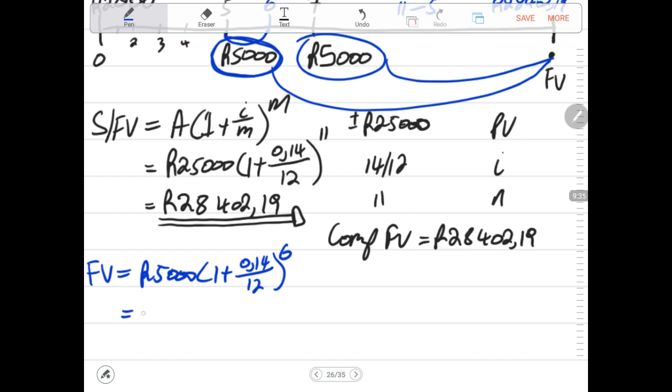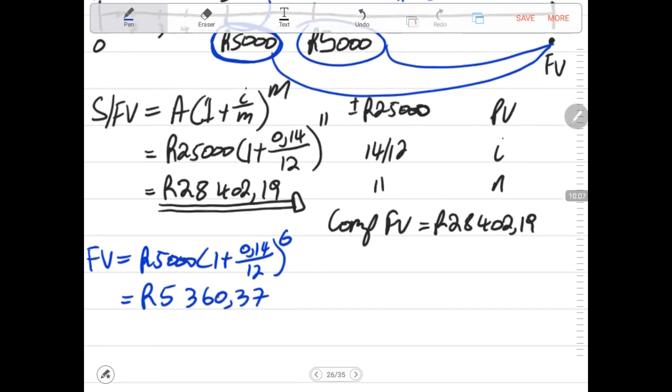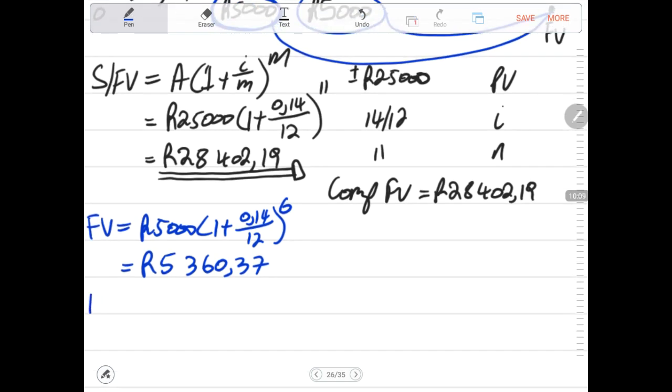Then we do our calculations, which is 5,000 open brackets 1 plus 0.14 divided by 12 close brackets to the power of 6. We get an amount of 5,360 rand 37 cents.